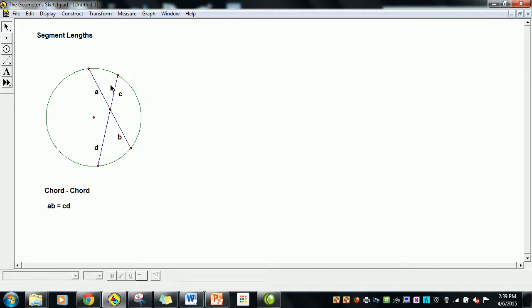Most people do. We're now talking length. So this length here would be A, that length here would be B, this length would be C, and this length would be D. So the product of the pieces of the two chords will be equivalent. Piece times piece equals piece times piece.